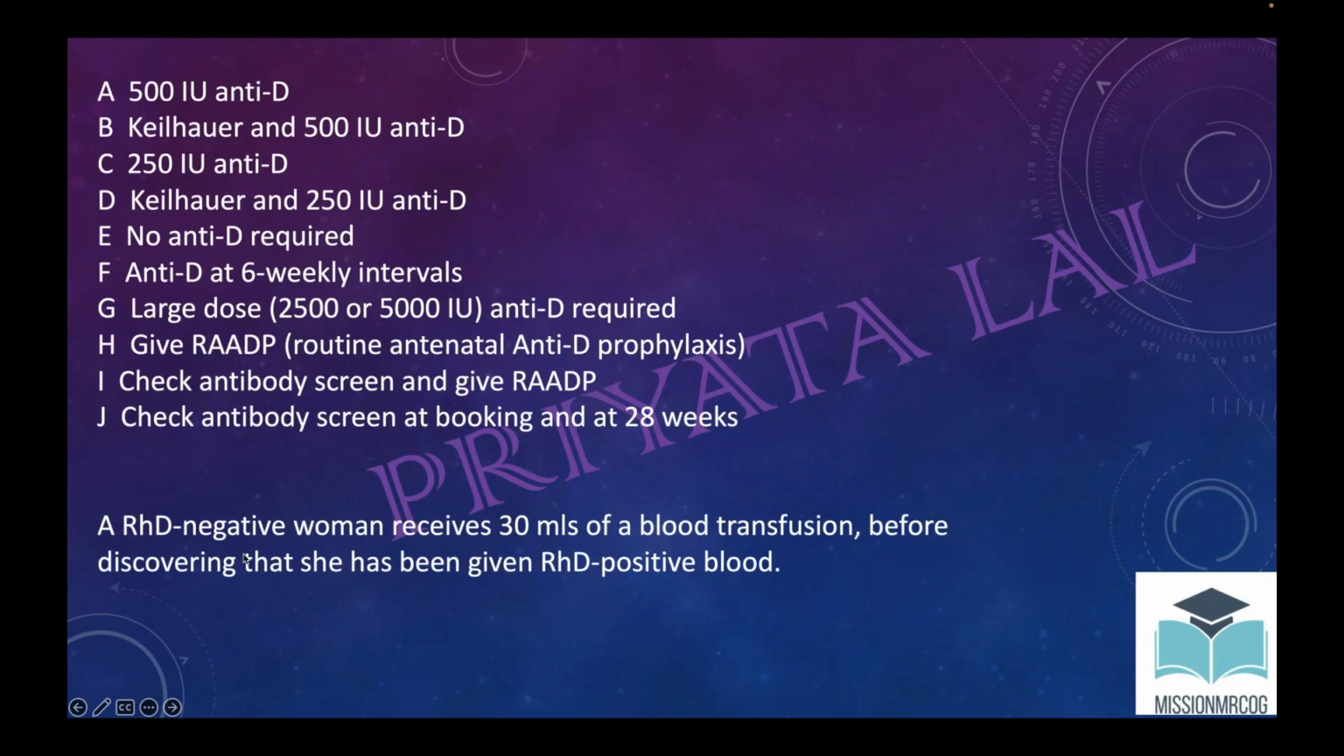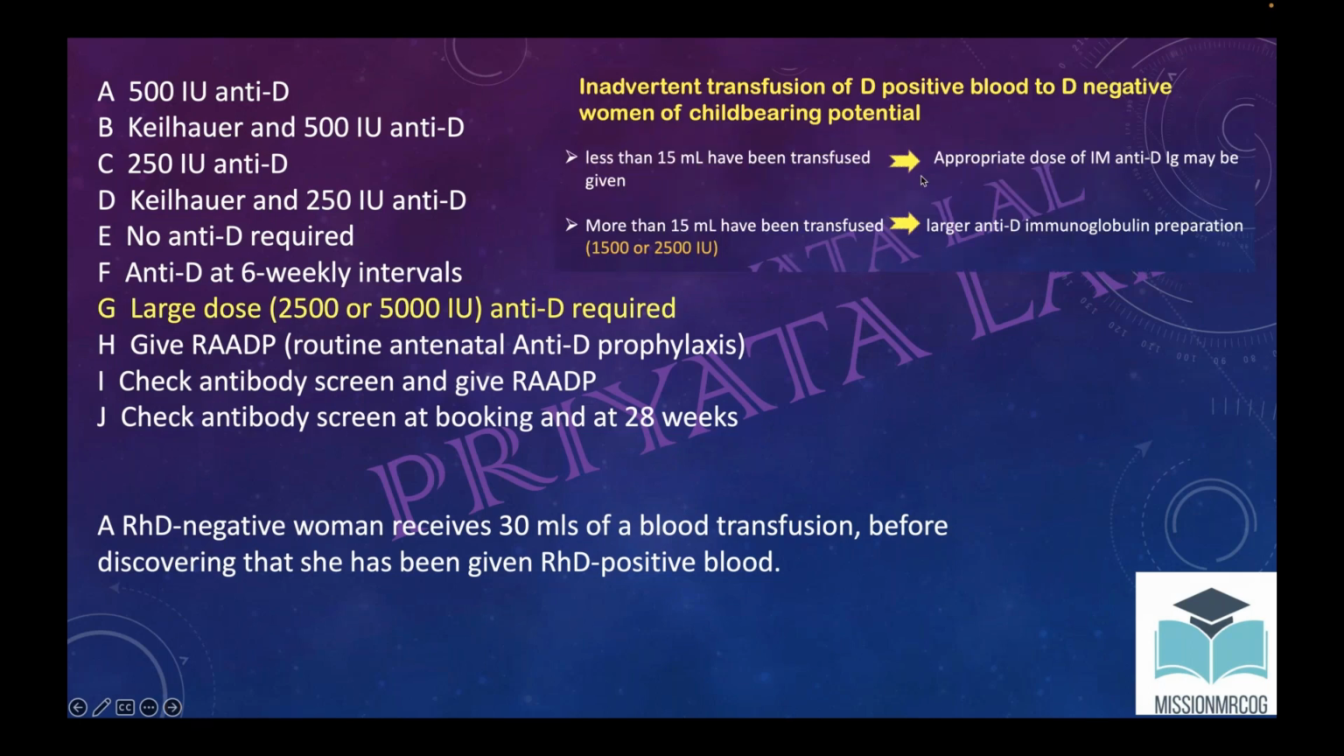An Rh negative woman received 30 ml of blood before discovering that she has been given Rh positive blood. What will you do? So it is an inadvertent Rh positive blood transfusion. Yes, so you have to give 1500 or 2500 IU, a large amount has to be given. So G is the answer. Large dose.